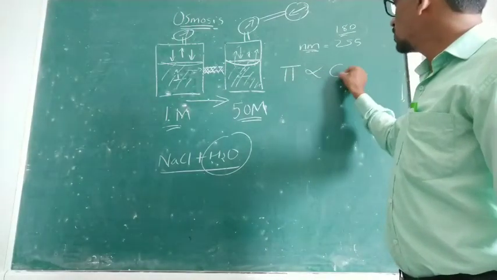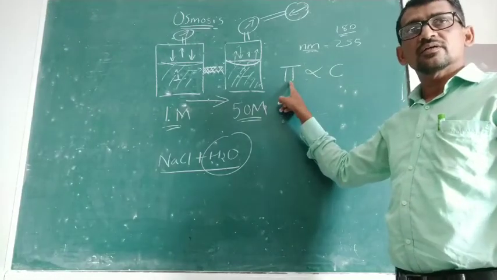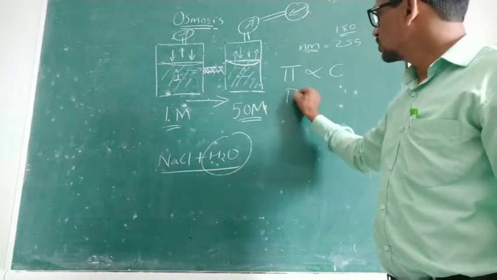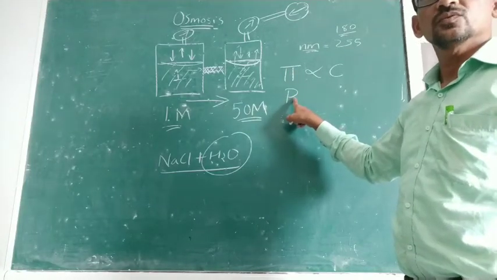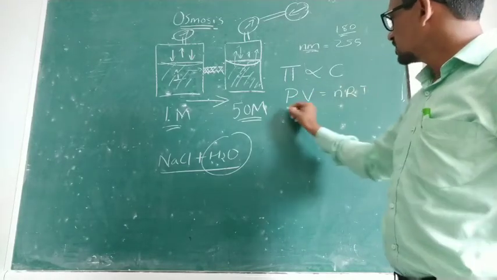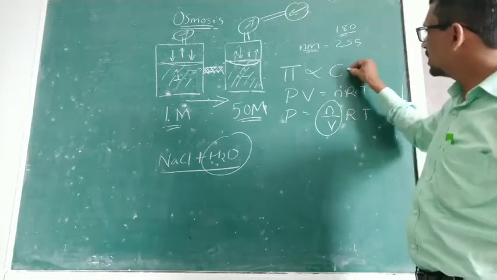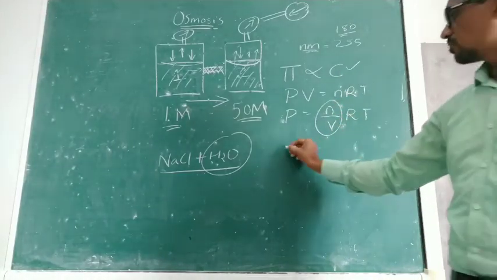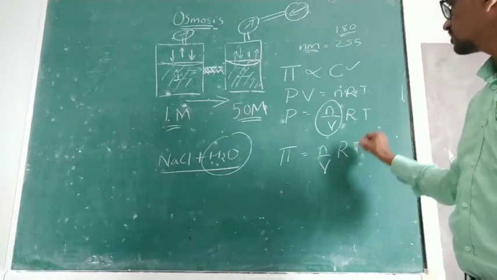It is directly proportional to concentration. This pressure is a water pressure, and in terms of physics we have gas pressure, P. So instead of pi, put P, if you apply the gas law, the ideal gas equation, then we have PV is equal to nRT. Therefore P is equal to n by V RT. n by V is nothing but concentration. Concentration means mole per liter. So here also we can write pi is equal to n by V RT.